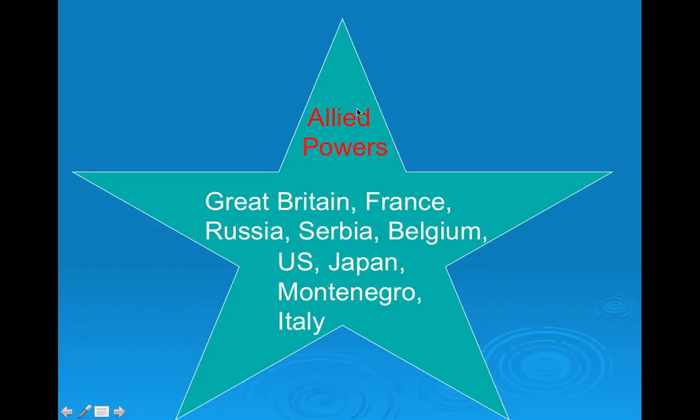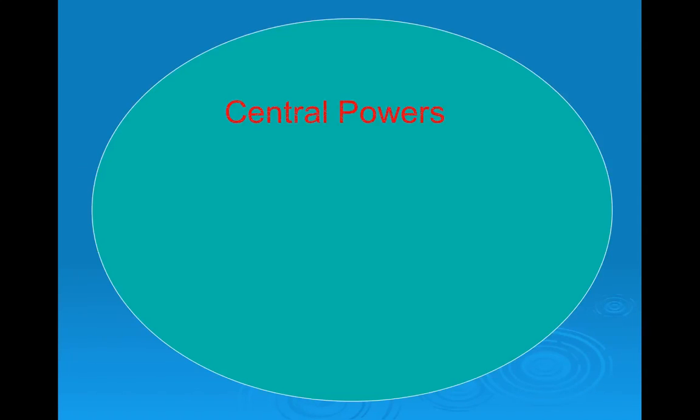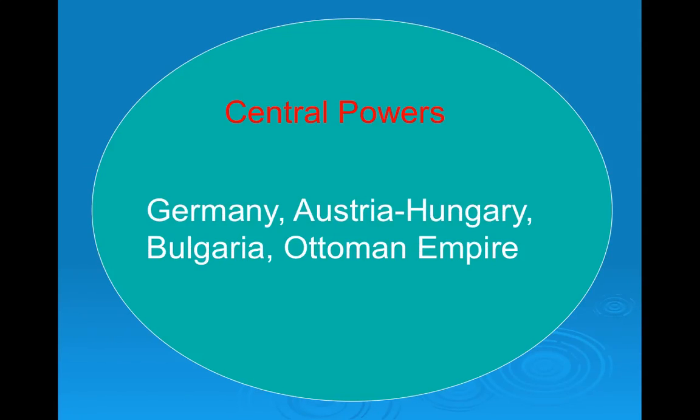Out beside Allied, I drew a happy face. That means they are the good people. Okay, make sure that you remember that. Now the next one, Central Powers. Now they came from the Triple Entente. They are not so good because, oh, there it is, Germany. Dang it, bad. Austria-Hungary, Bulgaria, and the Ottoman Empire. Those are your Central Powers.